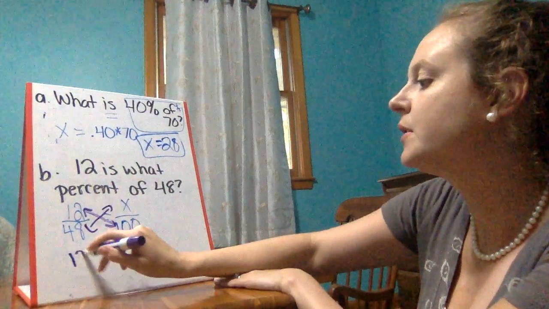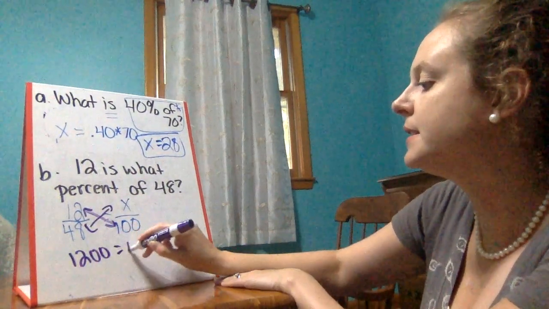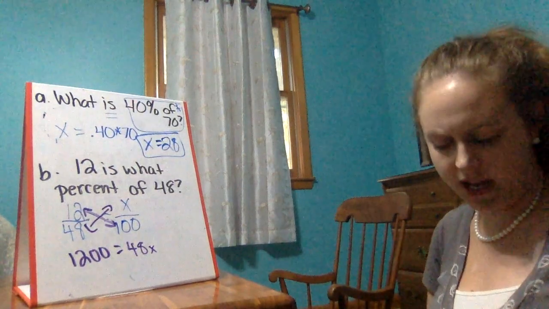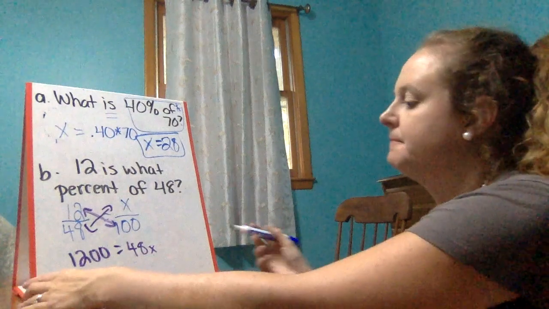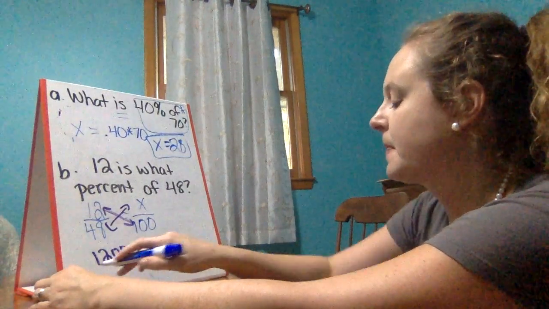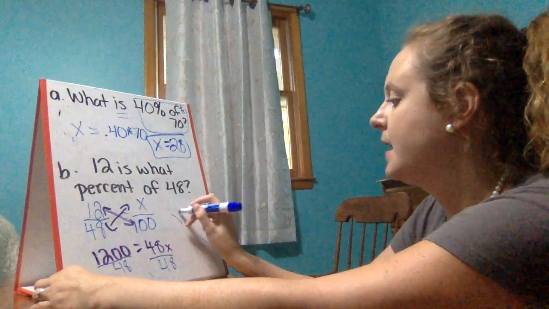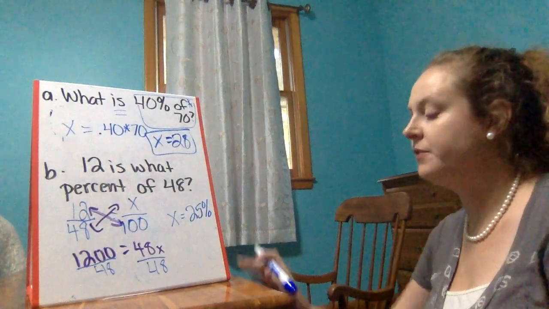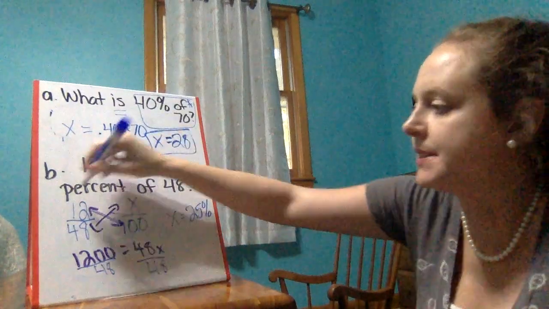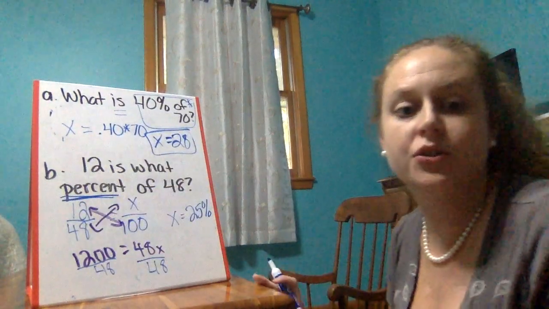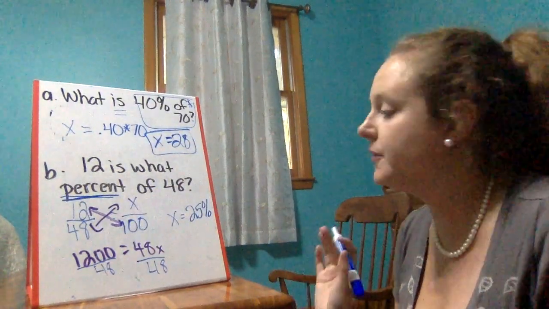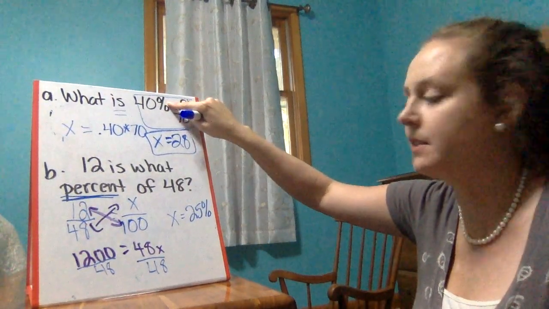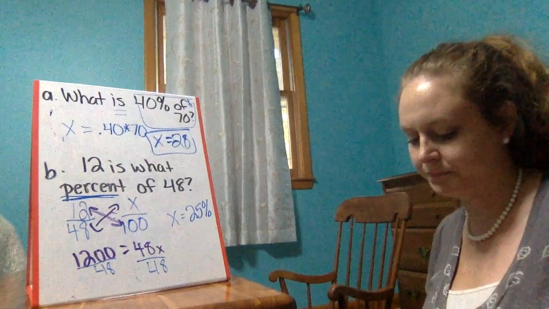So I get 1200 is equal to 48x. I'm going to divide both sides by 48. So x is going to give me 25, and I'm going to label this as percent because it said what percent. So just be careful in that. When it asks you for the percent, make sure you label it. This one I don't have to worry about because the percent was given to me. So be careful on that one.